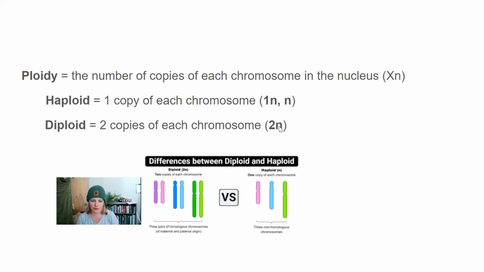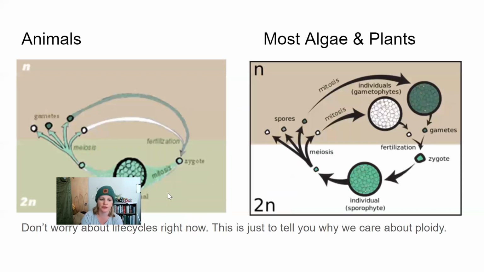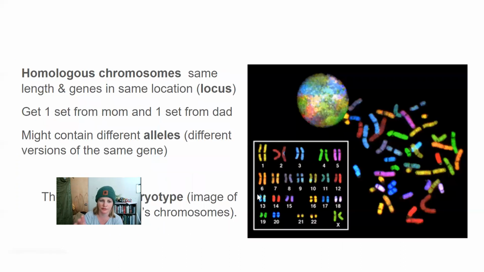Okay. So now you'll see that in a diploid organism, for chromosome number 1, there are 2 chromosomes. For chromosome number 2, there are 2 chromosomes. For chromosome number 3, there are 2 chromosomes. And so we're now going to use this term called homologous chromosomes to describe those 2 copies. These are chromosomes that are the same length, and they have the same genes in the same location.